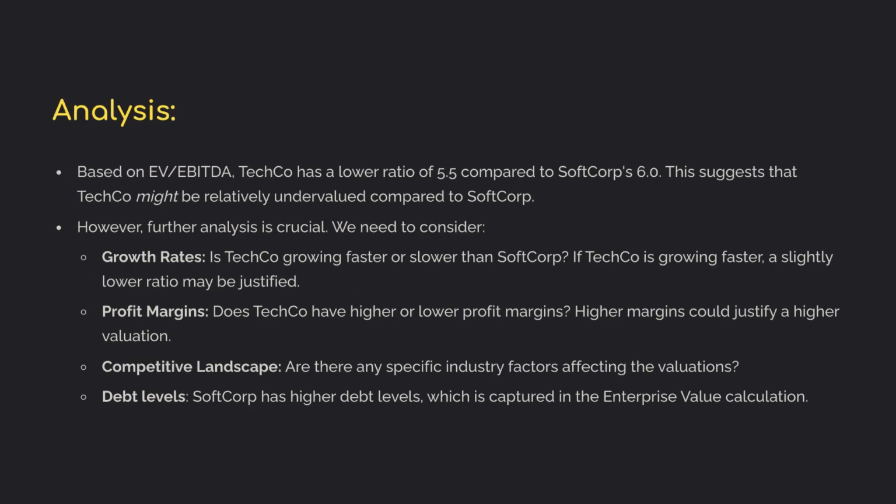Analysis. Based on EV over EBITDA, TechCo has a lower ratio of 5.5 compared to SoftCorp's 6.0. This suggests that TechCo might be relatively undervalued compared to SoftCorp. However, further analysis is crucial. We need to consider growth rates. Is TechCo growing faster or slower than SoftCorp? If TechCo is growing faster, a slightly lower ratio may be justified.